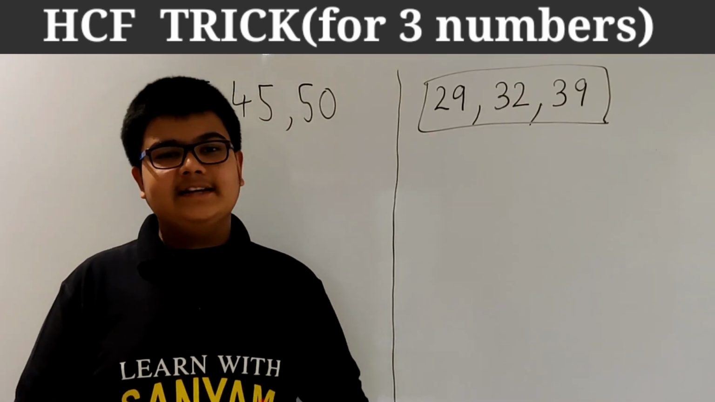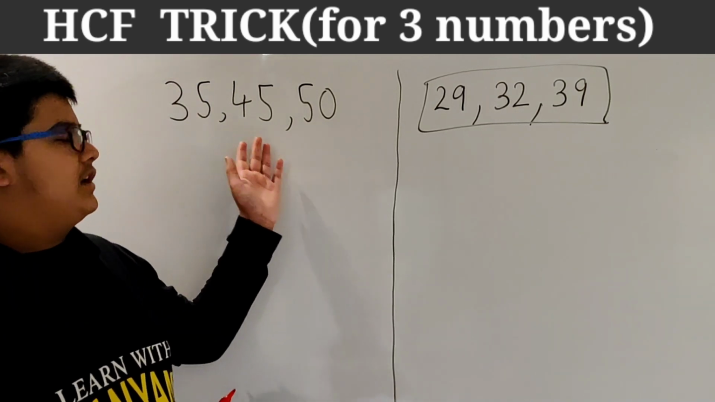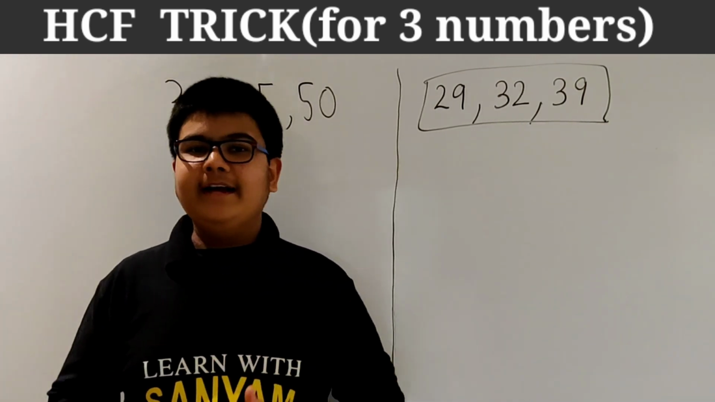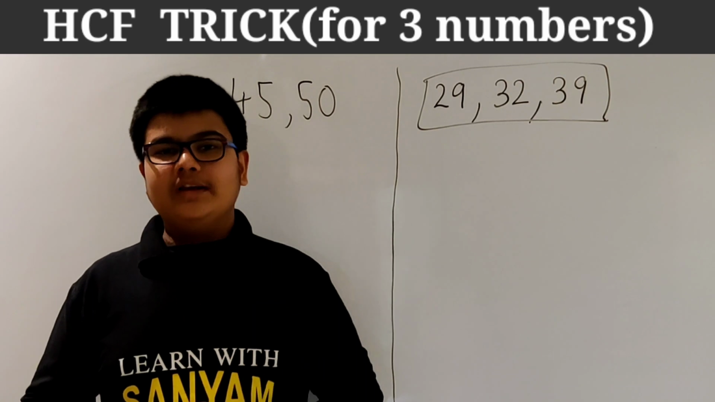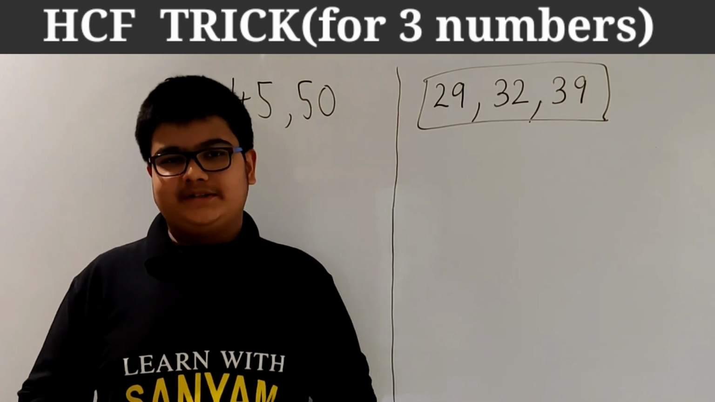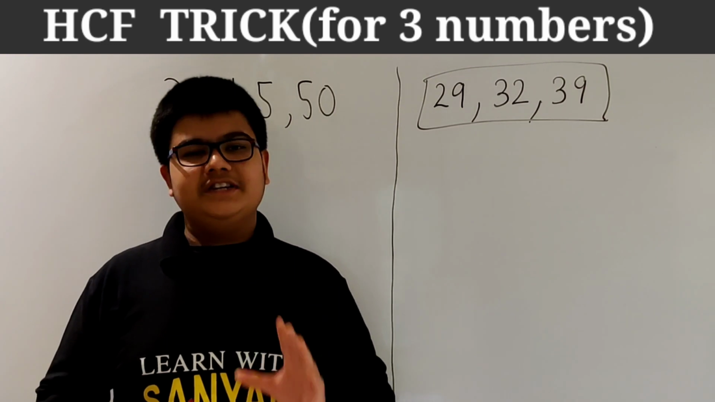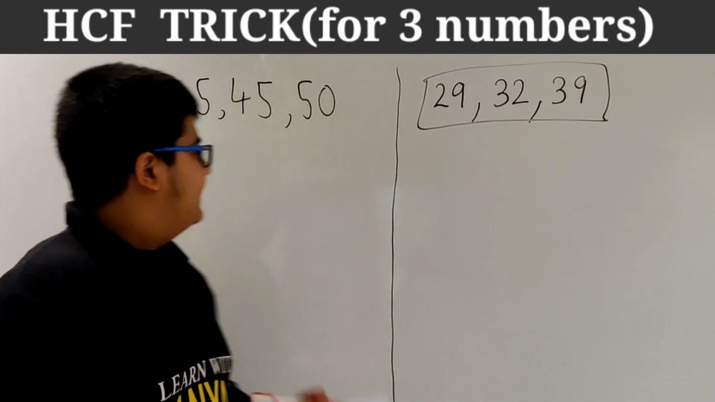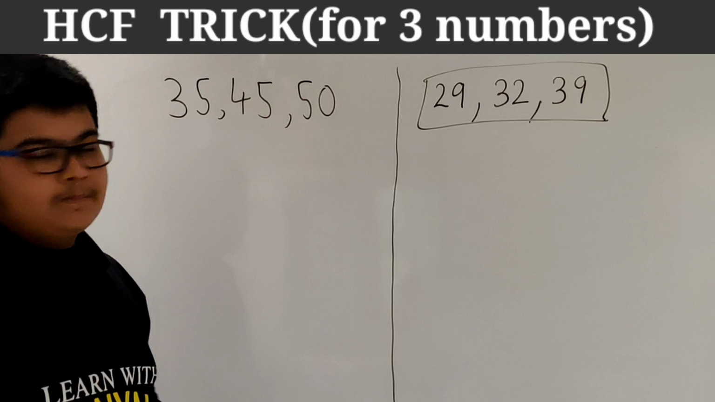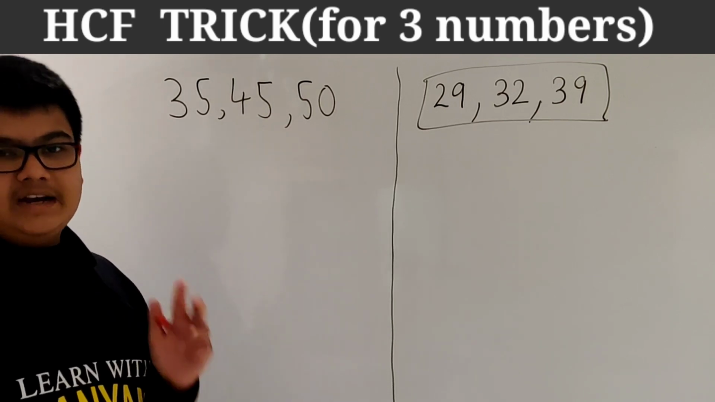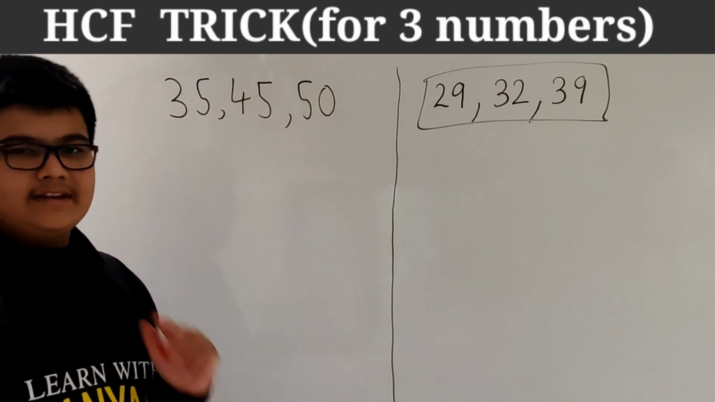Now our next set of numbers is 35, 45 and 50 and we have to find their HCF. So here you can see that there are three numbers. So how we will find their HCF? The steps will remain the same, but there will be a small change. So step 1 is to find the difference. But this time as there are three numbers, we will have three differences.